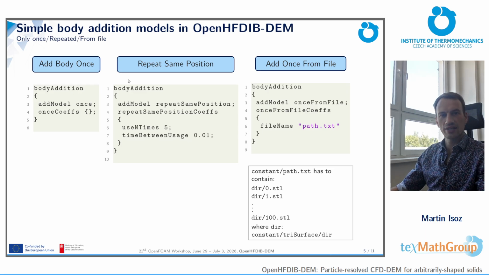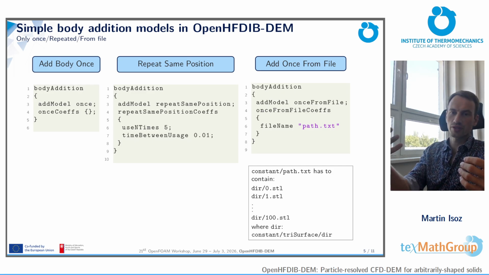With respect to body addition, the simplest mode is to add the body once in a geometry. Then there is something more advanced: the body can be added repeatedly, either in the same position with some temporal interval, or bodies can be scattered through the domain or through a pre-selected bound box based on the lambda field, but this is what we call advanced usage. Also, the bodies can be loaded from a file. If you already ran a simulation, then you can load the results and continue from there. There is just some basic template for it.